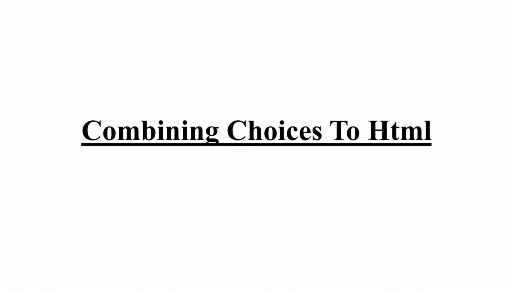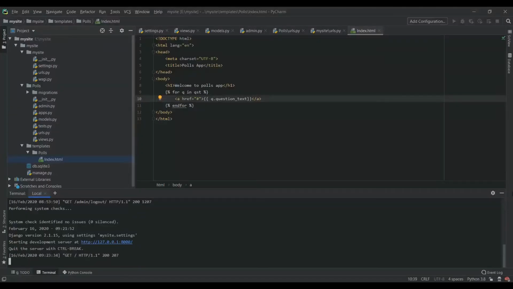Okay, till here we had combined the questions to HTML. Next we are going to add the choices to HTML. For that, let's see in the editor how to combine the choices to HTML, like we combined the questions with HTML. Let's start.